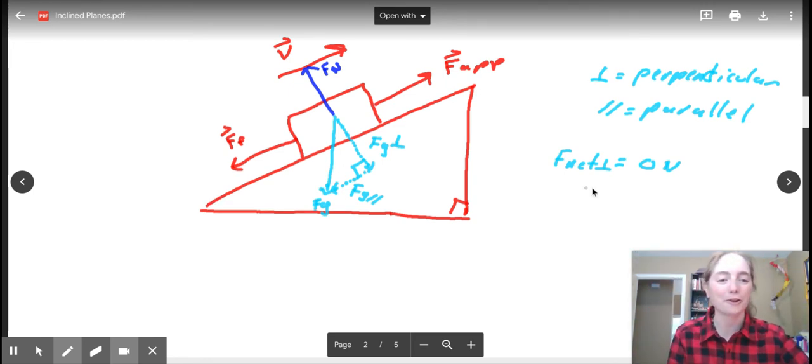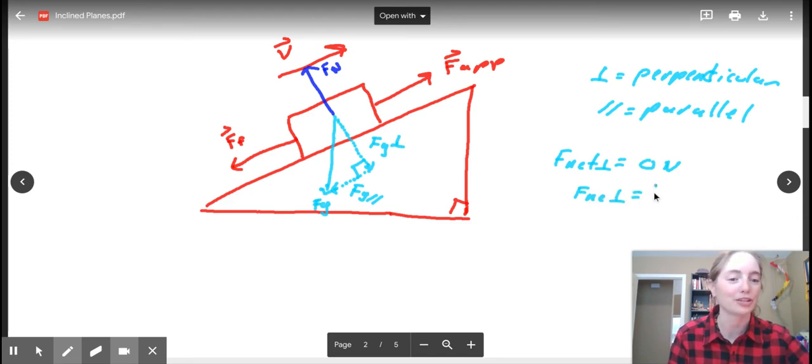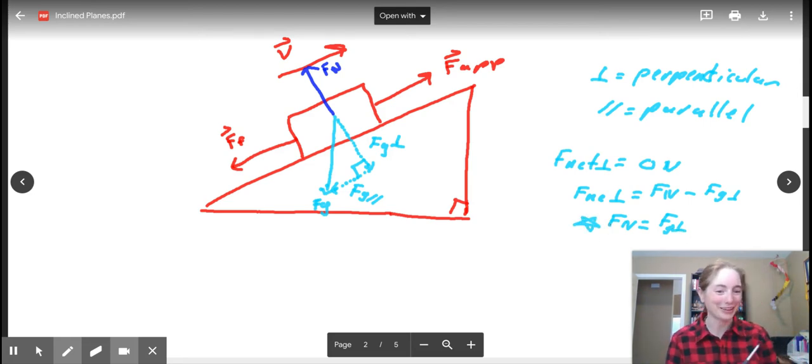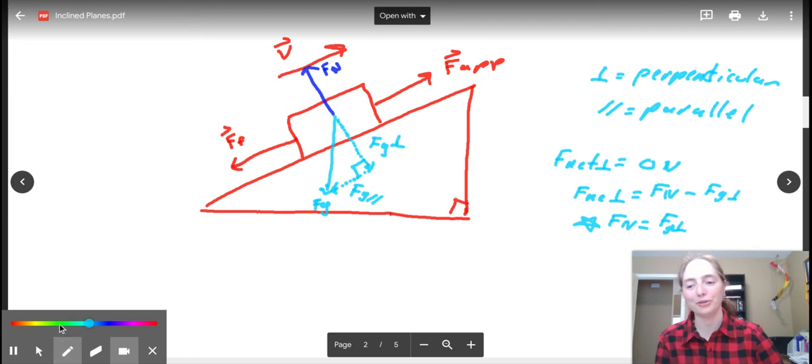So therefore, if we're going to make an F net perpendicular equation, we are going to be having our normal force minus our FG perpendicular. So therefore, once we rearrange our equation, your normal force is going to equal your FG perpendicular. Okay? All right. So, ladies and gentlemen, we have another issue to consider.